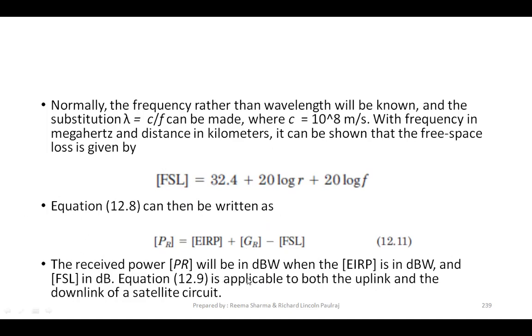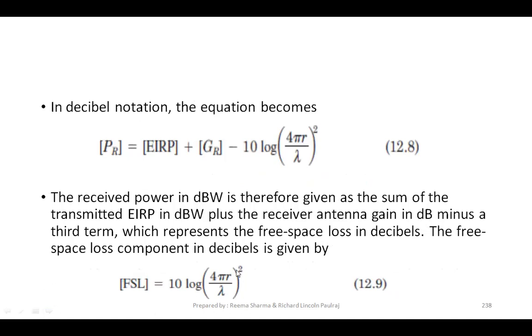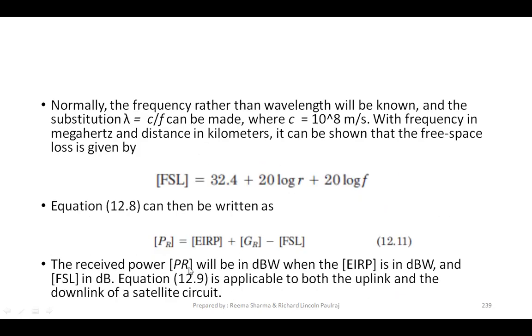The received power PR will be in dBW when the EIRP is in decibel watt and FSL is in dB. So that is when you will be actually using this formula. That's why you see the square bracket, which I had mentioned in my previous lectures. So the equation is applicable to both uplink and downlink of a satellite circuit. Which equation is that? This equation is for both uplink and downlink. Free space loss is common for both uplink and downlink of any antenna.